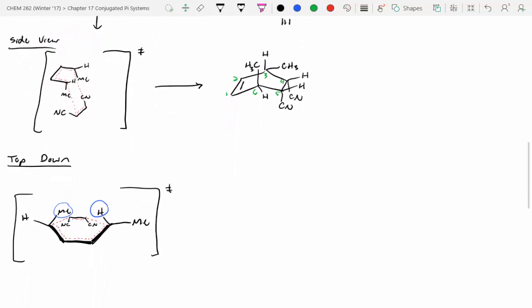All right, now the main question that a lot of students will ask me when I'm doing this is, why do you always draw the cyano groups kind of going underneath rather than out and away? That's a lot harder to draw. Why are you putting me through this? Well, there's actually a fair reason for that. And this is called the Endo Rule.